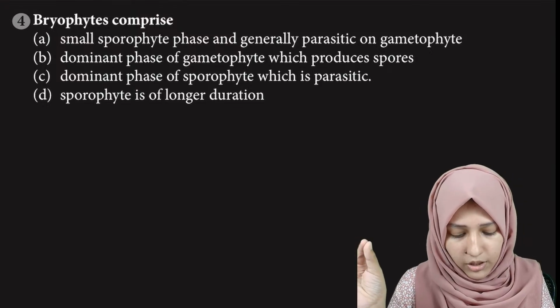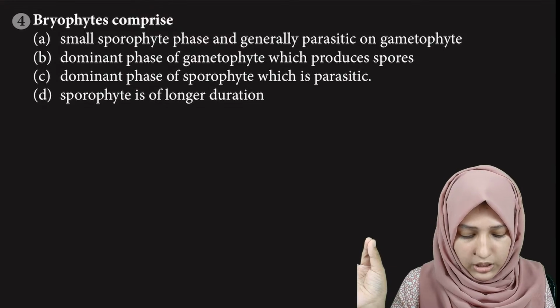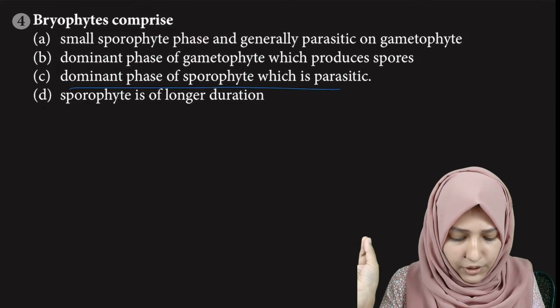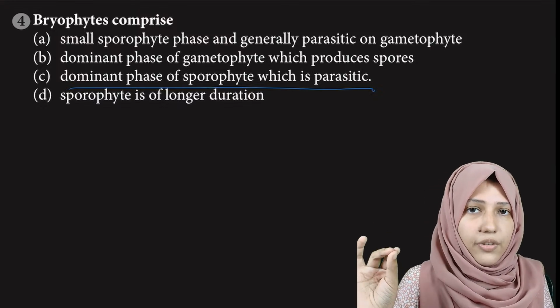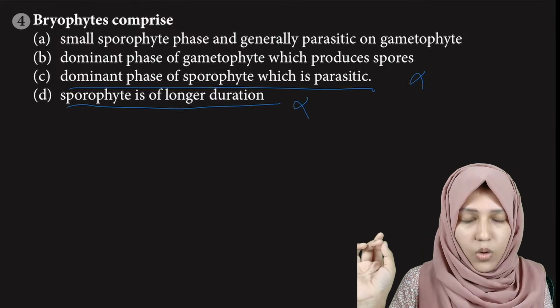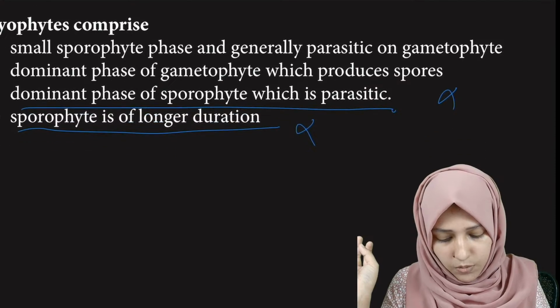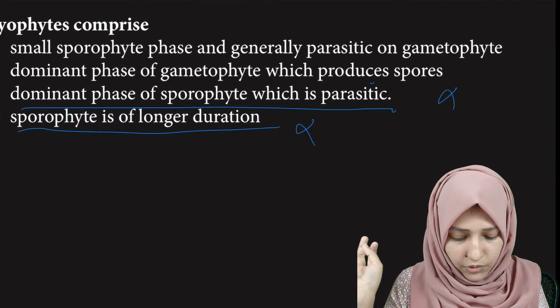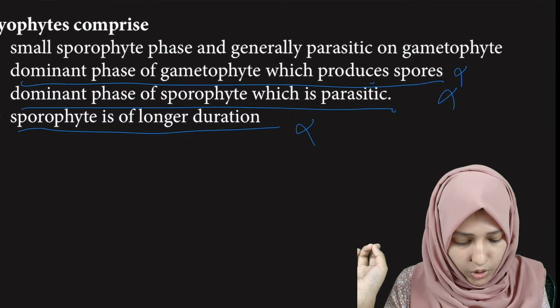Then, dominant phase of gametophyte which produces spores. Dominant phase of sporophyte which is parasitic. Is it dominant phase of sporophyte? No, Bryophytes have a dominant phase of gametophyte. And sporophyte is of longer duration? No, gametophyte is of longer duration. Now coming to this: small dominant phase of gametophyte which produces spores. Is it right? No. Why?